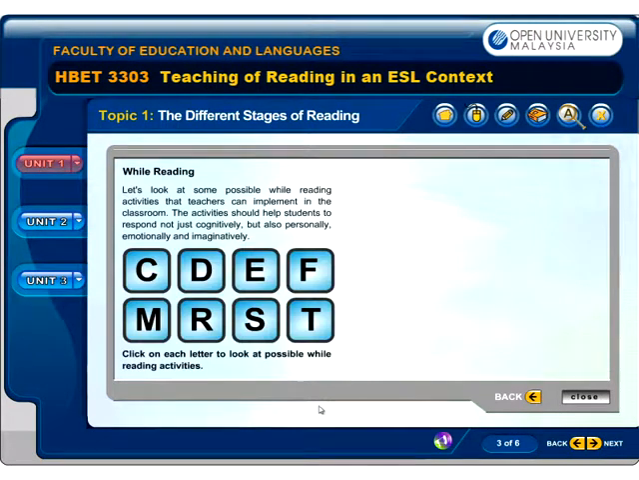Let's look at some possible while reading activities that teachers can implement in the classroom. The activities should help students to respond not just cognitively, but also personally, emotionally, and imaginatively. Click on each letter to look at possible while reading activities.